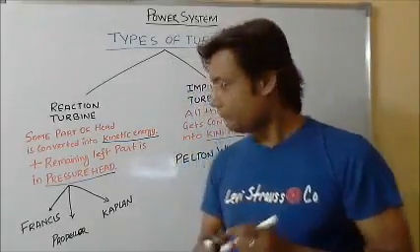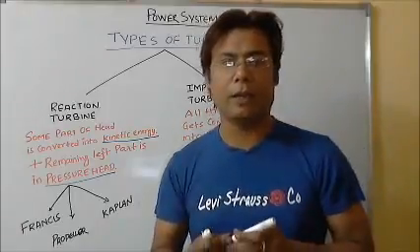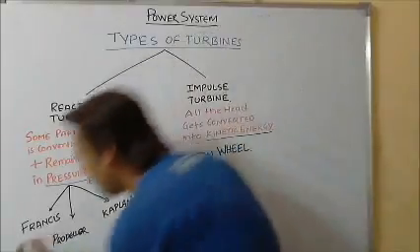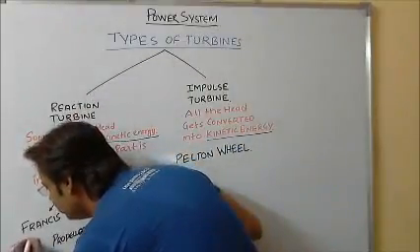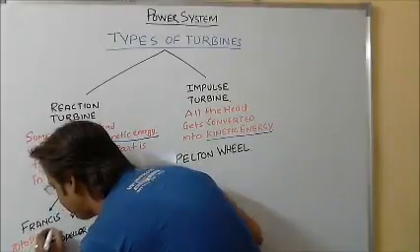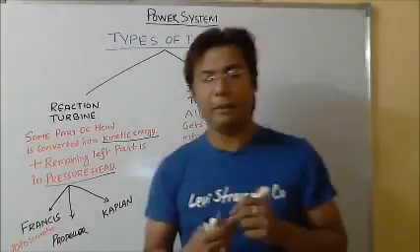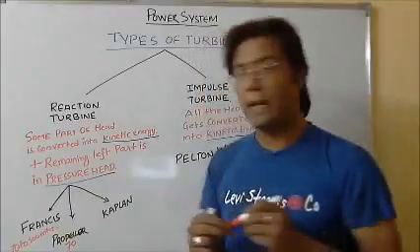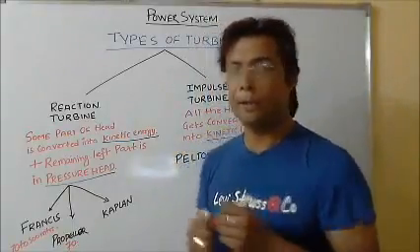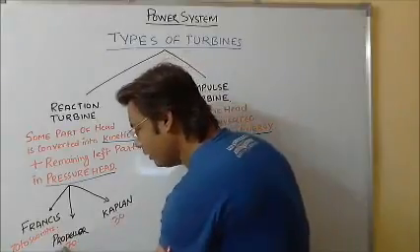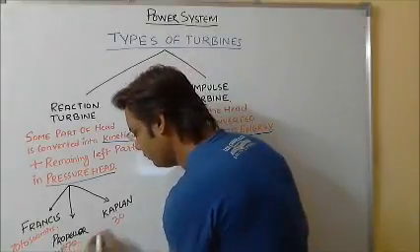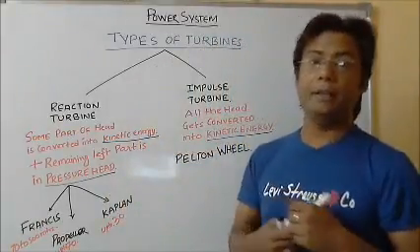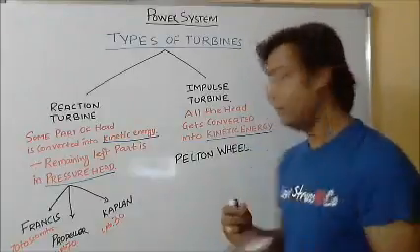So what is the use of what type of turbine? We'll see that. The Francis turbine is normally used for a head of 70 to 500 meters. Up to 70 meters, the propeller turbine will be used, and the Kaplan turbine will be used up to 30 meters. Whereas the Pelton wheel is used above 500 meters of head.